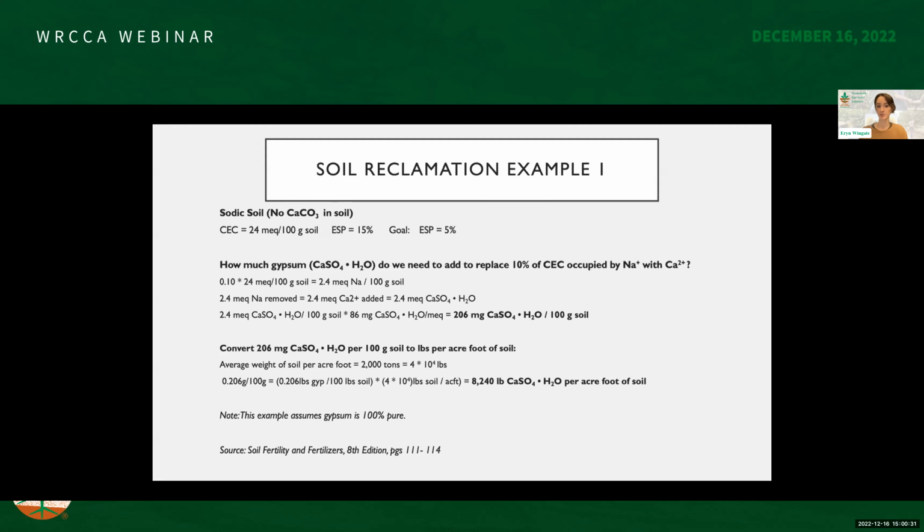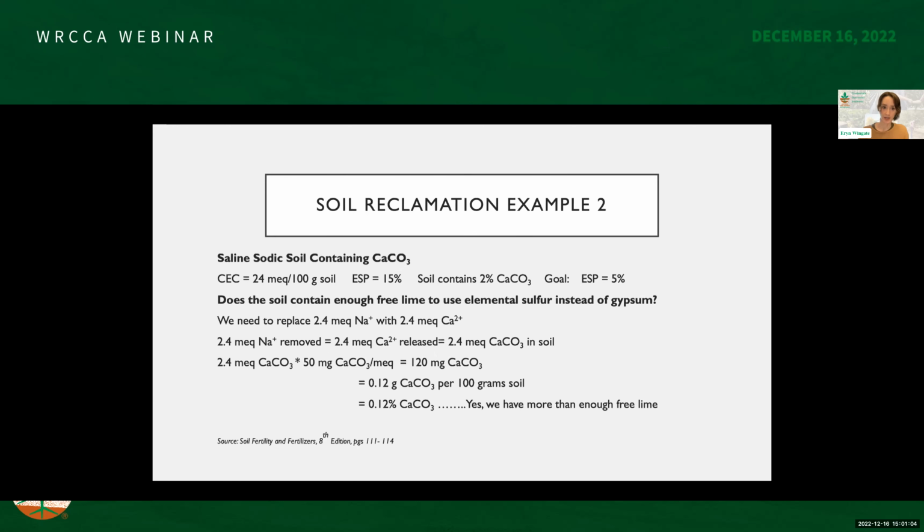You can use the numbers on your soil test to calculate exactly how much gypsum you need. Then you can test your gypsum source to figure out its purity, and add additional to make up for the impurity in the product. This calculation is based on an assumption that 100% of that calcium sulfate is calcium sulfate.